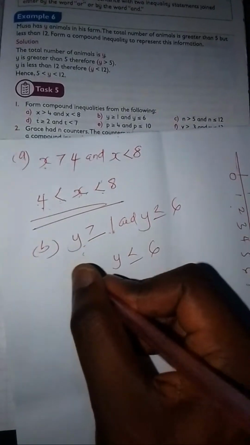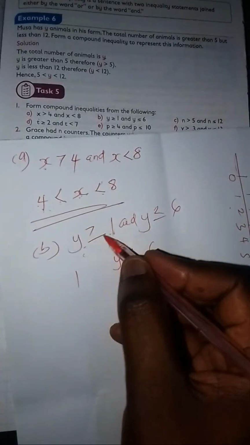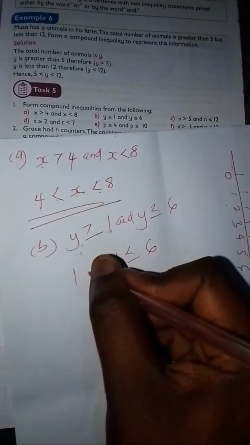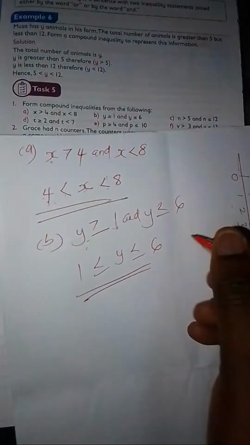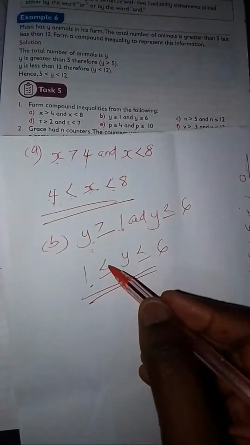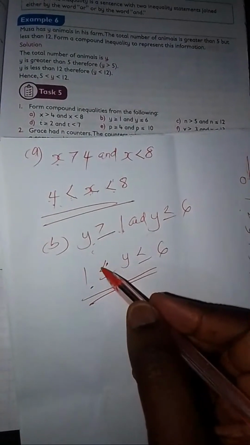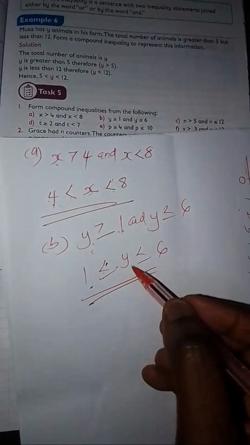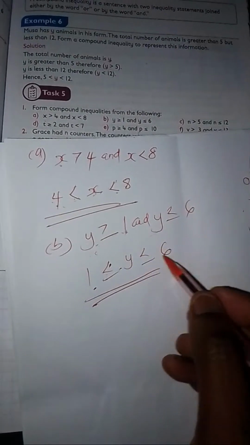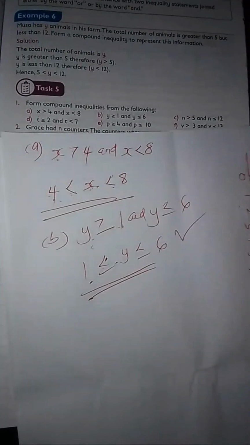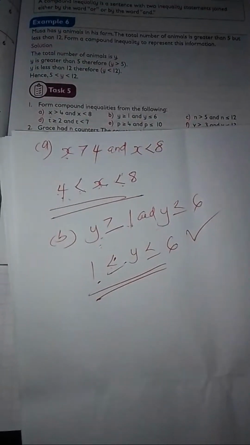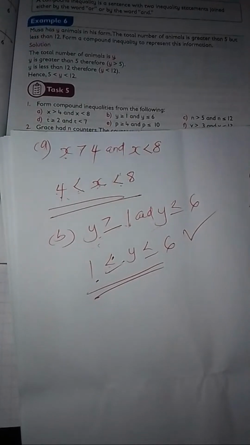So here we shall have 1. Then this symbol, instead of facing in this direction, it shall face the other direction. So we shall have our answer: 1 is less than or equals to y, and y is less than or equals to 6. And this one now becomes the correct answer for forming those inequalities.